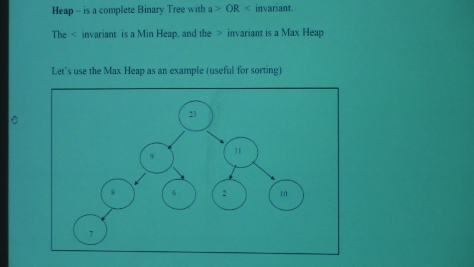Say again? Root node is greater than its child. Yeah, but that's the invariant. But what absolute information do we have over all the numbers? What's the only piece of information that we have over all the numbers? We have the maximum value.